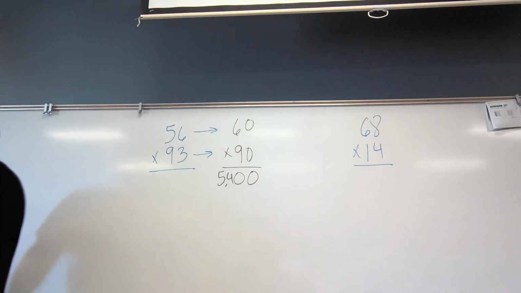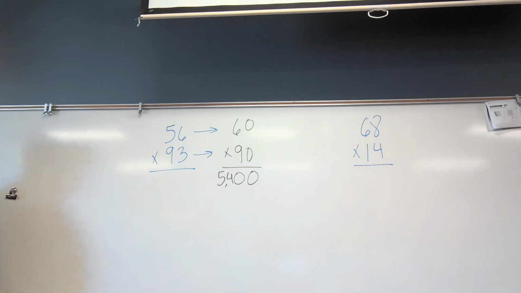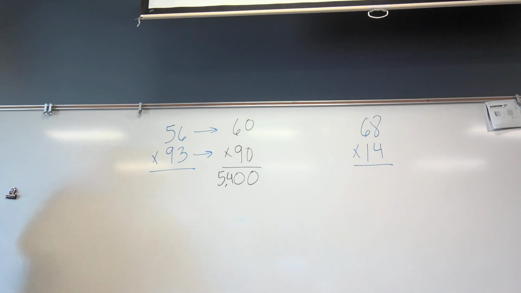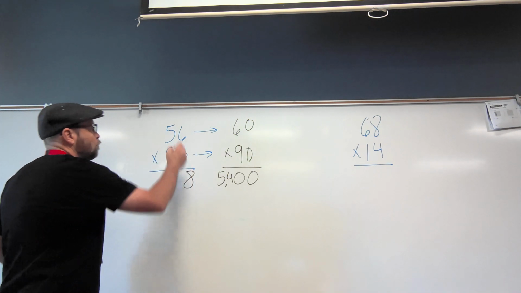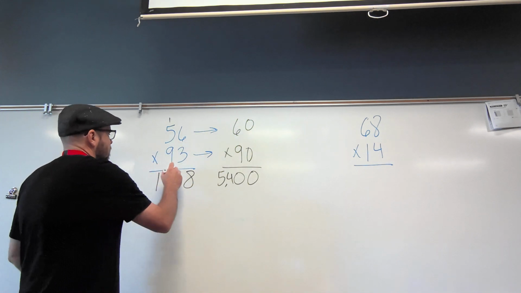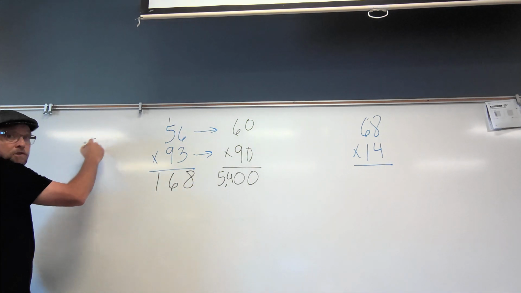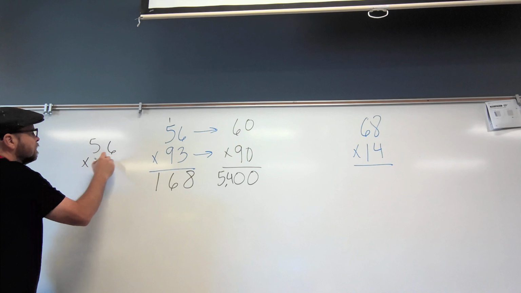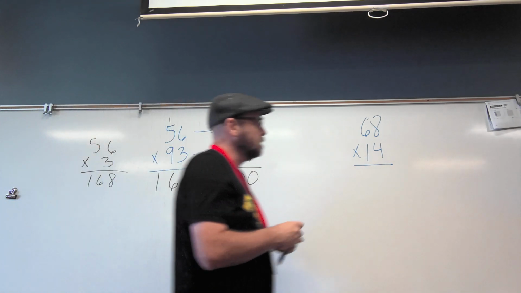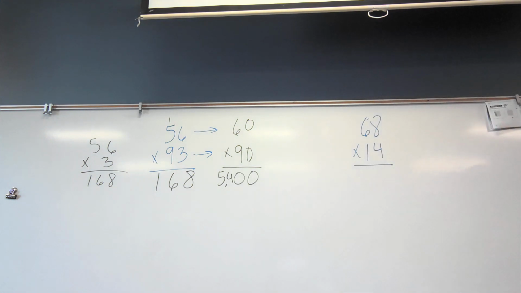We're going to start in our ones place in our second factor. We have 3 times 6, which is 18. 18 ones is the same as 10 and 8 ones. 3 times 5 is? 15. Plus one more is? 16. So I have 16 tens, which is 160. So what I just did over here is 56 times 3. And if we all did our math correctly, then that answer is 168.